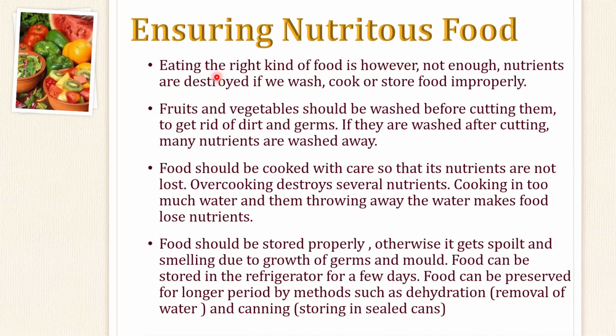Ensuring nutritious food. Eating the right kind of food is, however, not enough. Nutrients are destroyed if we wash, cook or store food improperly. Fruits and vegetables should be washed before cutting them to get rid of dirt and germs. If they are washed after cutting, many nutrients are washed away. Food should be cooked with care so that its nutrients are not lost. Overcooking destroys several nutrients. Cooking in too much water and then throwing away the water makes food lose nutrients.